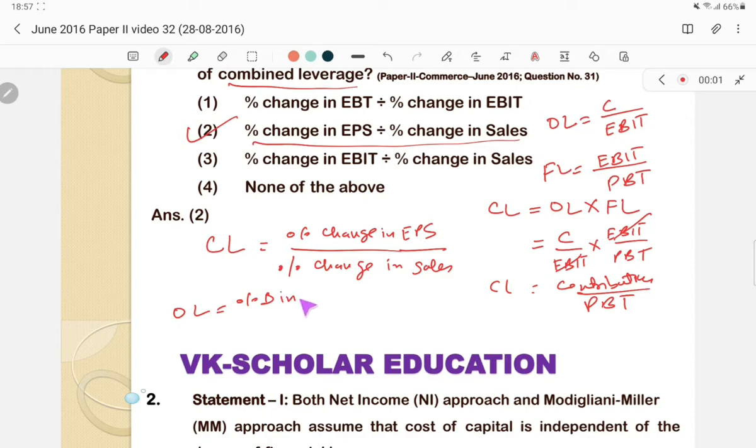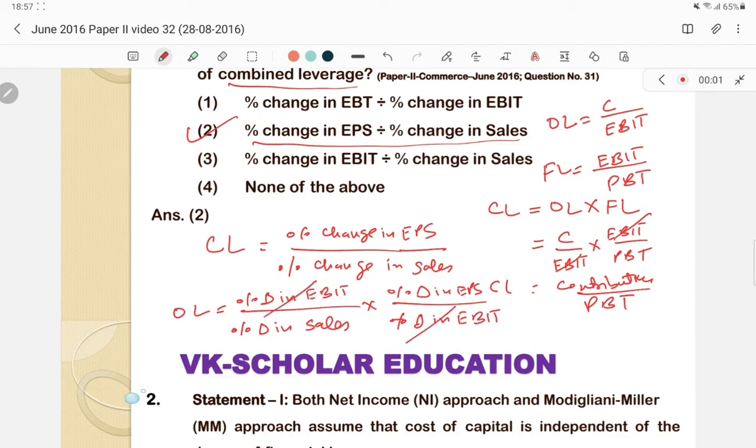Okay. So, another method is, operating leverage is equal to the percentage change in EBIT divided by percentage change in sales, multiplied by financial leverage. Financial leverage is percentage change in EPS divided by percentage change in EBIT. So, EBIT से EBIT को हम कट कर देते हैं तो फाइनल रिजल्ट जो रहेगा, percentage change in EPS divided by percentage change in sales. Okay. So, option second is correct.